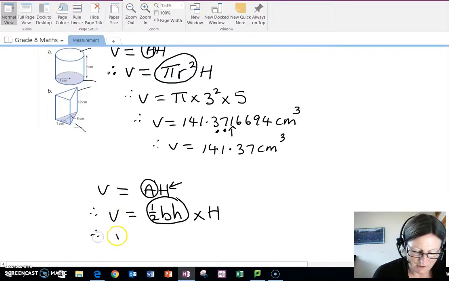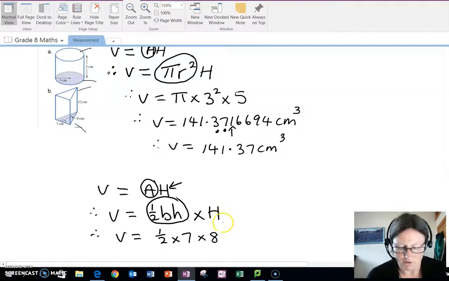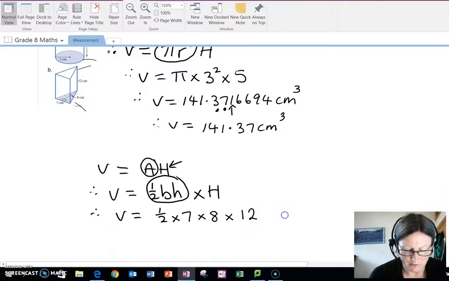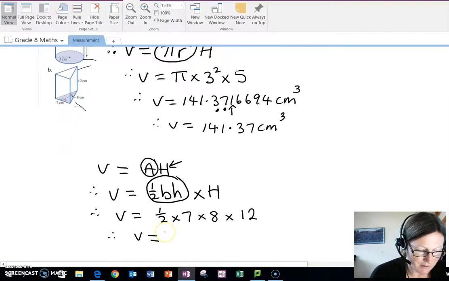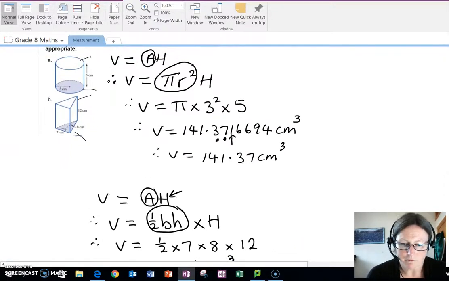So substituting in, volume equals 1/2 times 7, because the base of the triangle is 7, times 8, because the height of the triangle is 8, times 12, because the height of the prism is 12. Putting this into our calculators, volume equals 336 centimetres cubed.